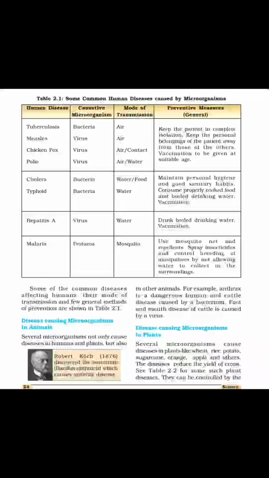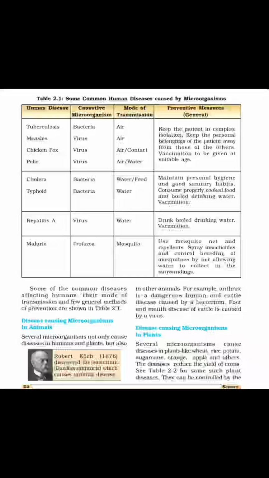Okay. So, looking at this table, what's the biggest takeaway for preventing many of these diseases? Cleanliness, vaccination, safe food and water, controlling carriers. These are our best lines of defense.